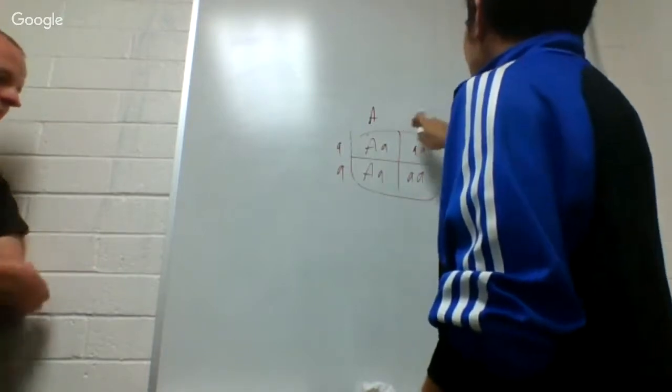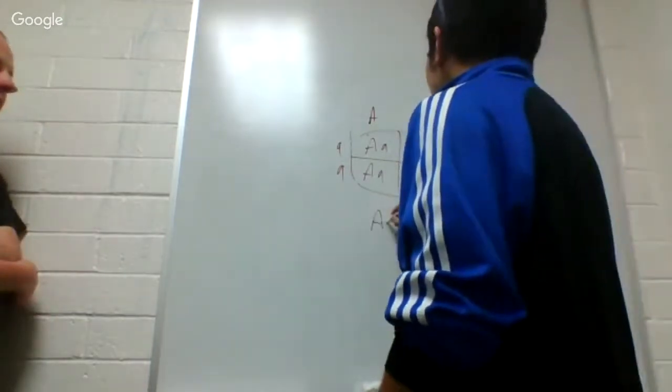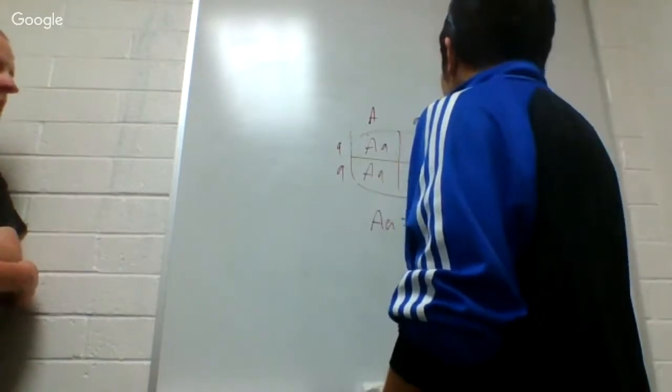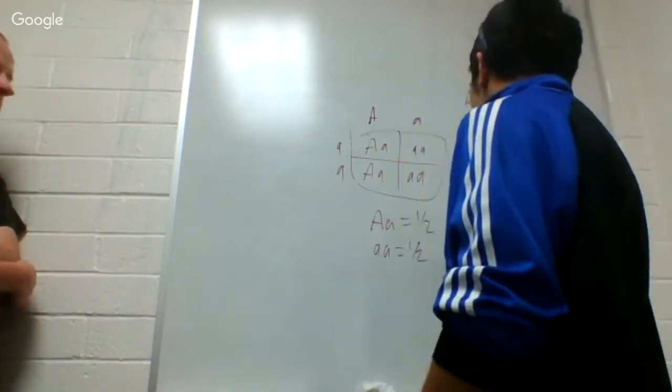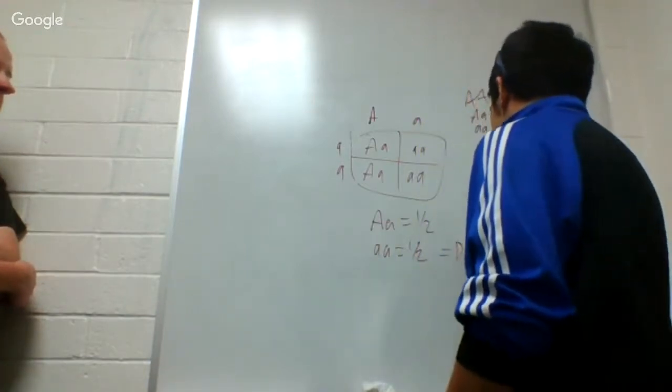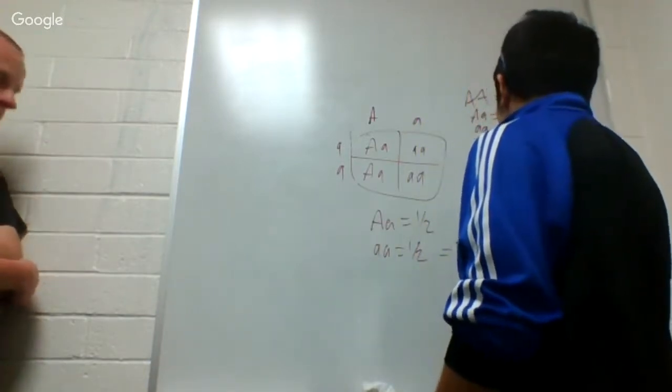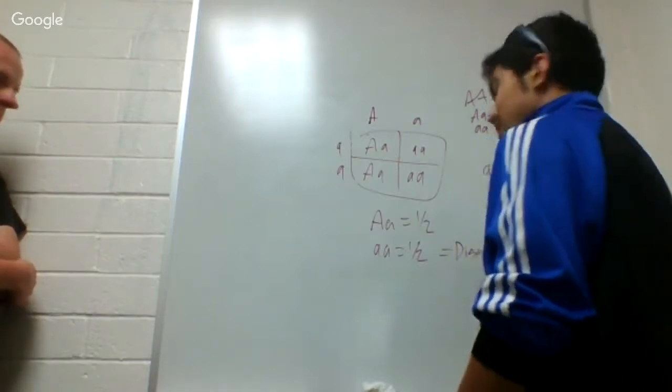So yeah, we have the genotypes are 50%. And then everybody's gonna have the disease since mom has it. That's supposed to say disease.